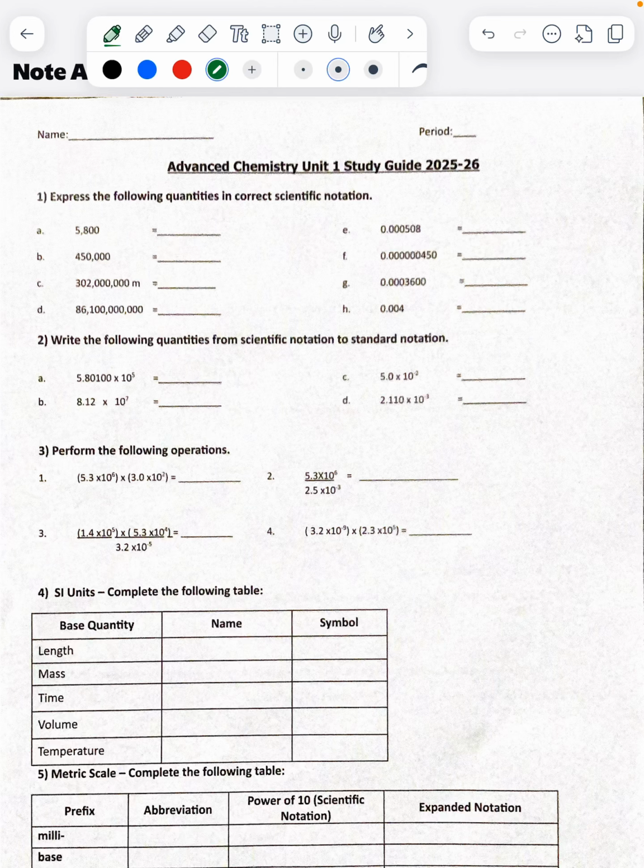All right, so this is going to be the video for the first unit test for chemistry. We're going to get through this. Usually nothing too crazy here. So we're going to start off with scientific notation.